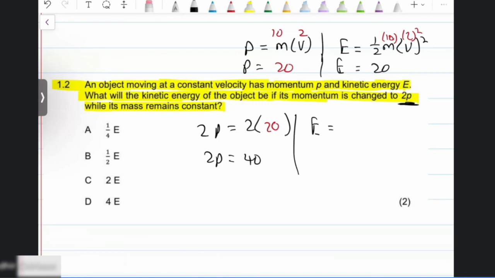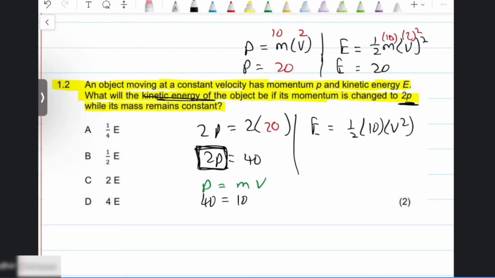So your mass remains constant, so your mass is 10. They want to know what the kinetic energy will be, so only the velocity is actually changing here. So here we can say that 2p, or 40, is equal to my mass times my new velocity. My mass was 10, because this is still representing momentum, mass times velocity. Mass of 10 times my new velocity that I'm calculating. So my velocity is 4.